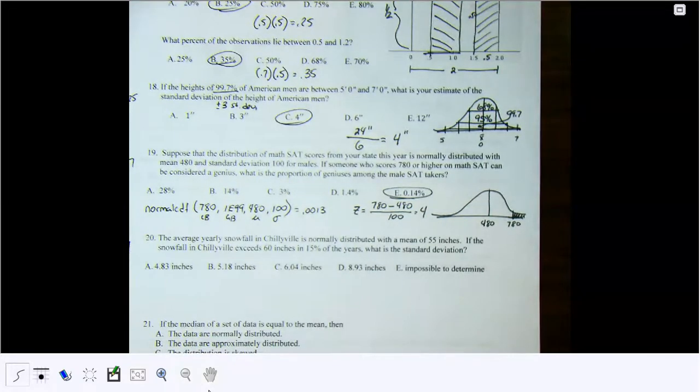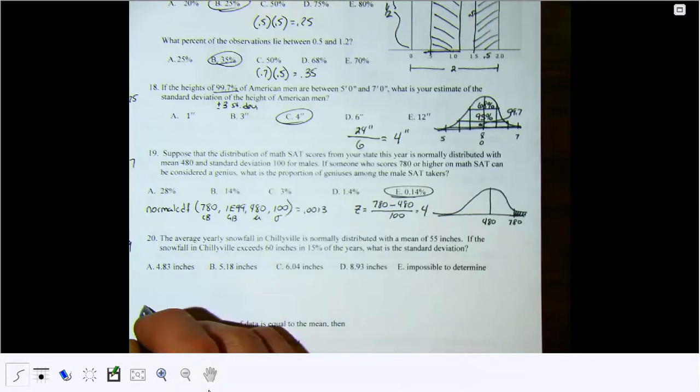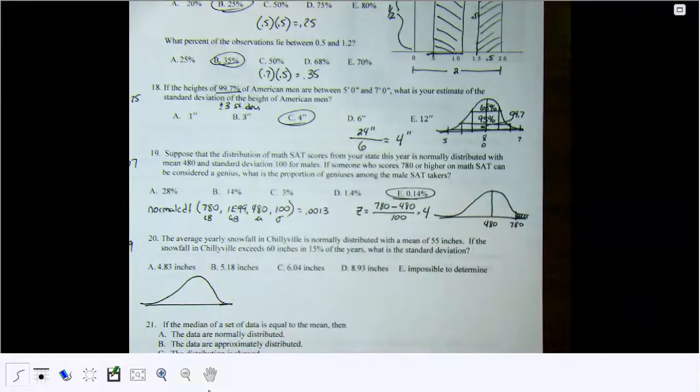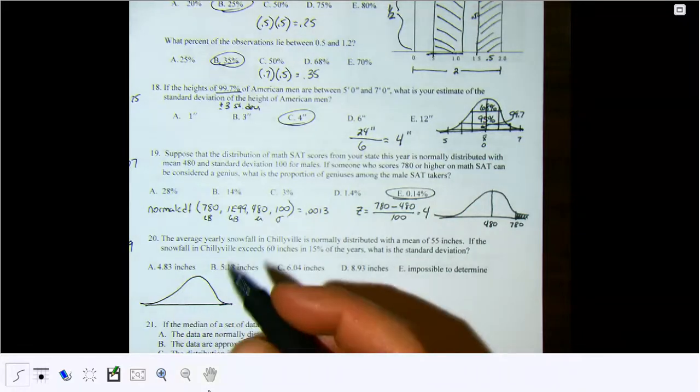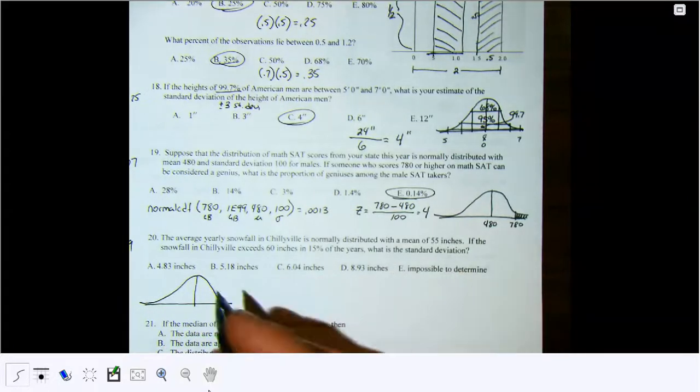The average yearly snowfall in Chillyville is normally distributed with a mean of 55. If the snowfall in Chillyville exceeds 60 inches in 15% of the years, what is the standard deviation? Okay, so again, this is where it's going to involve an inverse norm because we have a percent that we have to get back to something. If it's an x value, we can use an inverse norm. But my problem is, I don't know what x value. I'm not shooting back for an x value. I know the x value, so we're going to have to use algebra for the win on this one. Okay, so here we go.